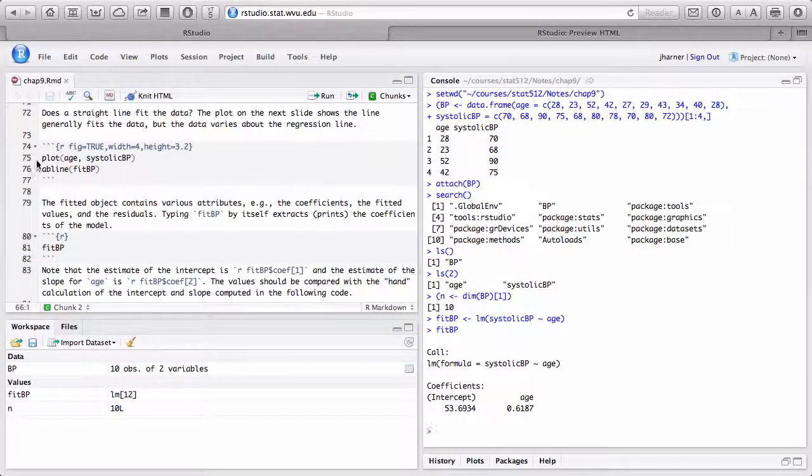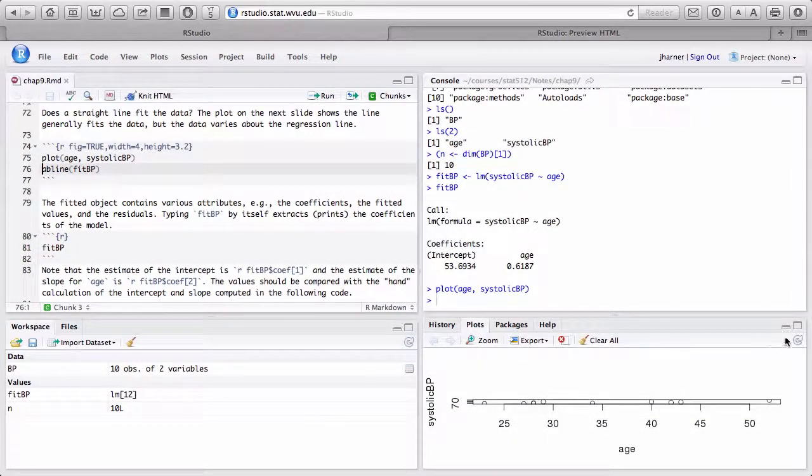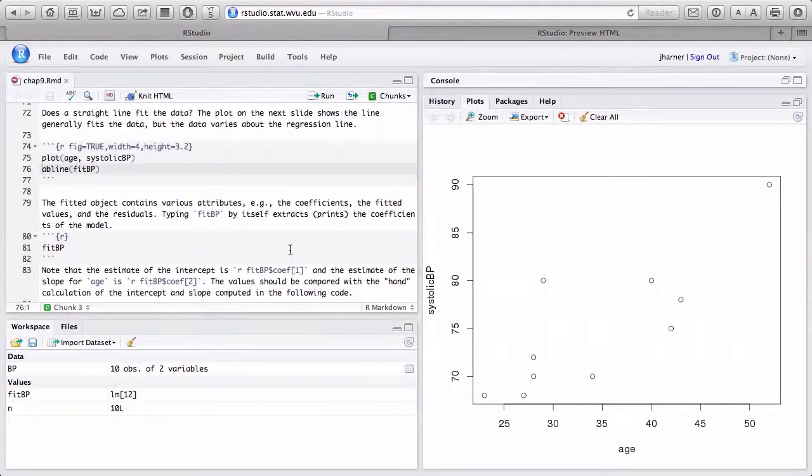So it's always a good idea to plot. The first thing you might want to do is just plot. And if we do this, let's expand this up. And then abline: when I put the model object, fit BP, as an argument to abline, for certain model objects it extracts, in this case, since it's a linear equation, the slope and intercept to draw the line.